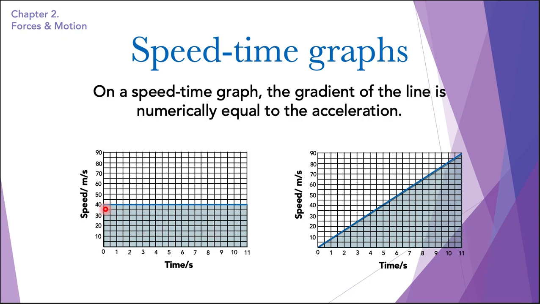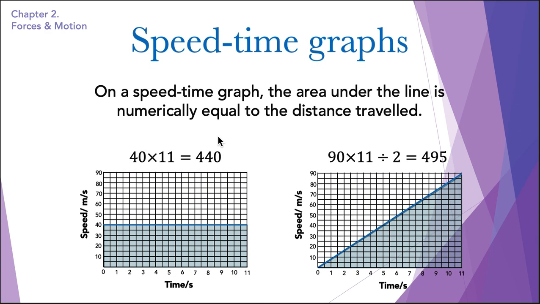So what it basically means, the speed divided by time, the gradient of the line is numerically equal to the acceleration. So basically, if it is a horizontal graph like this, there is no acceleration. If it is a graph like this, there is a uniform acceleration. And if such a graph is curved in shape, then it is a non-uniform acceleration.